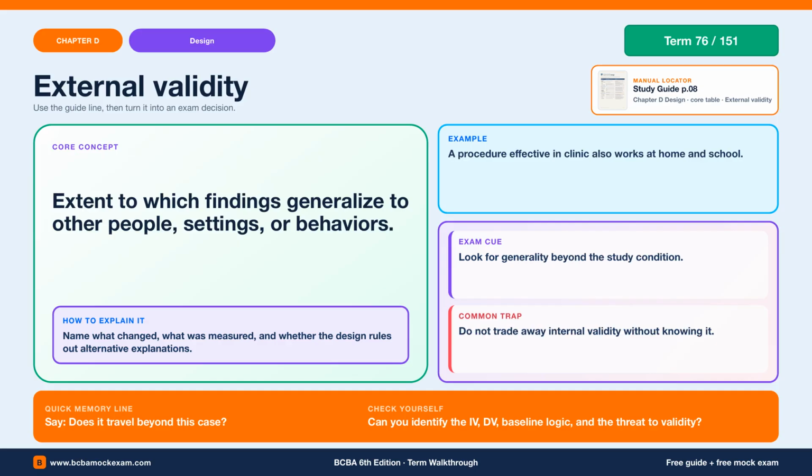External validity. External validity is the extent to which findings generalize beyond the original conditions. For example, a procedure effective in clinic also works at home and school. The exam cue is generalization to other people, settings, behaviors, or conditions. The trap is trading away internal validity too quickly. First show the effect, then ask how far it travels. Memory line. Does it travel beyond this case?